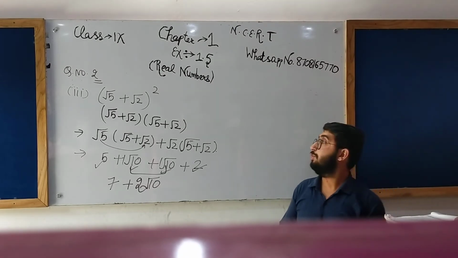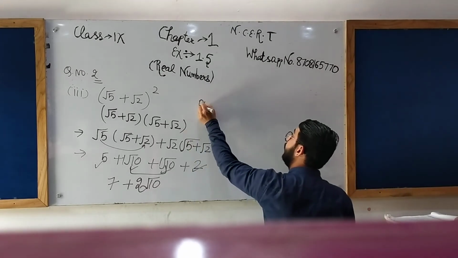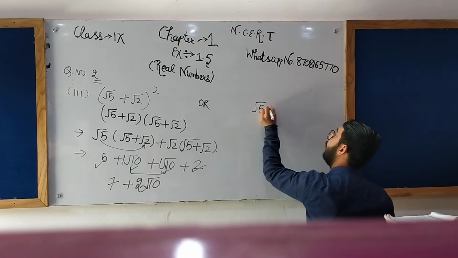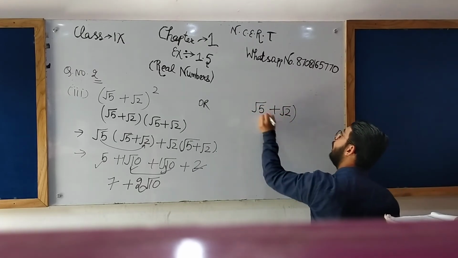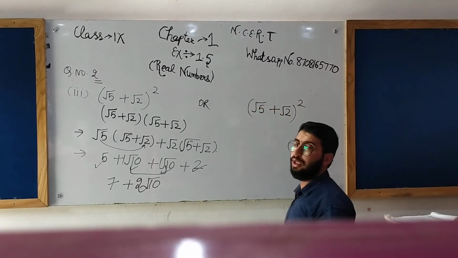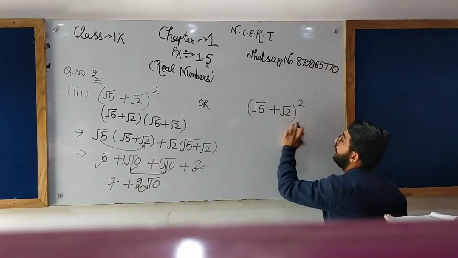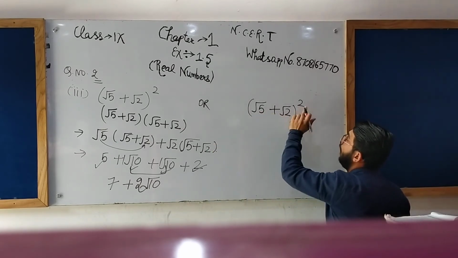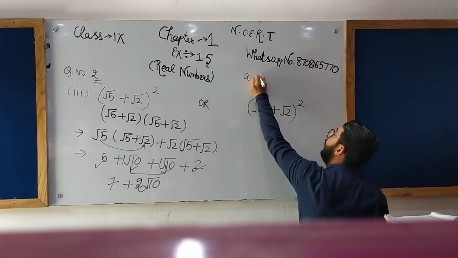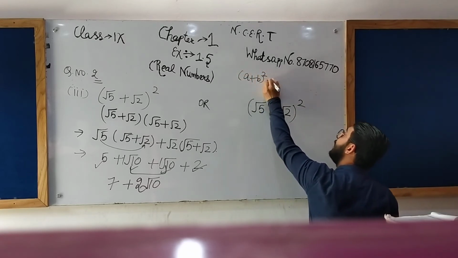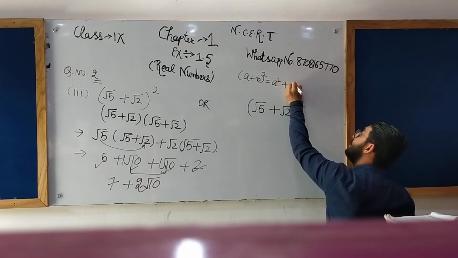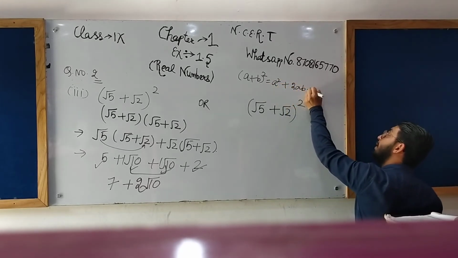Root 5 plus root 2 whole square. Okay, how will we do this? Listen. Here we can apply the identity (a plus b) whole square. (a plus b) whole square is equal to what? a square plus 2ab plus b square.